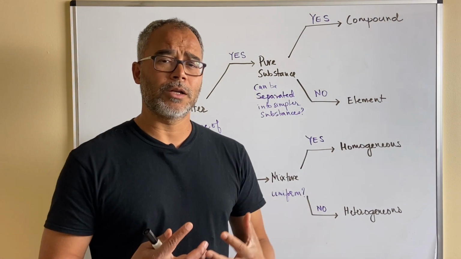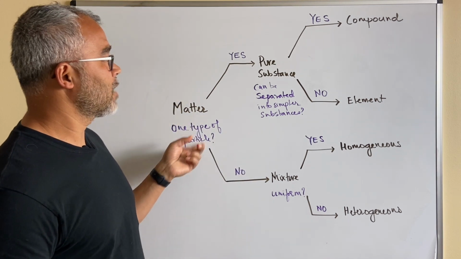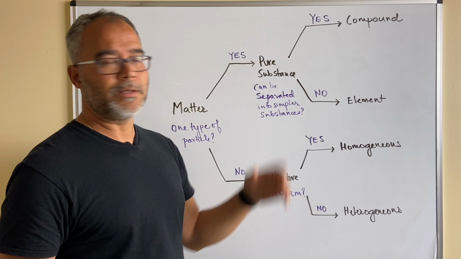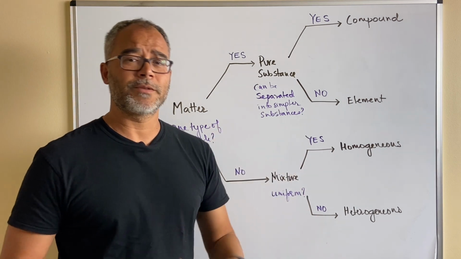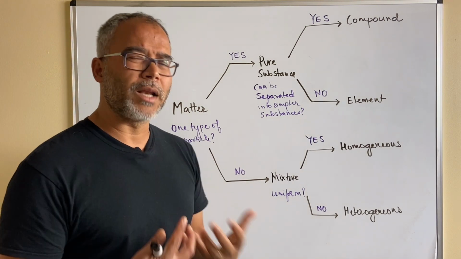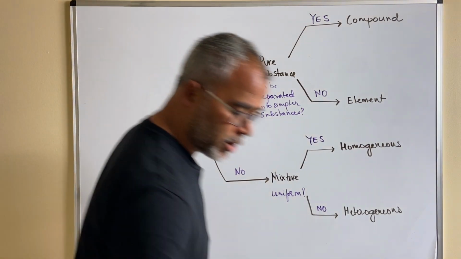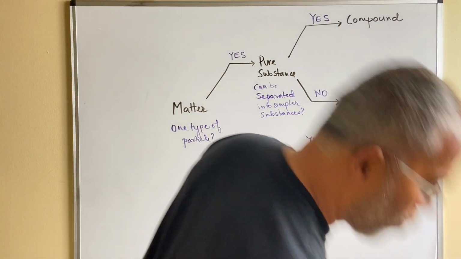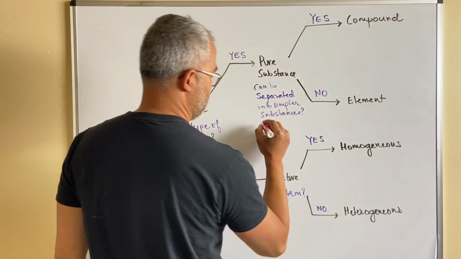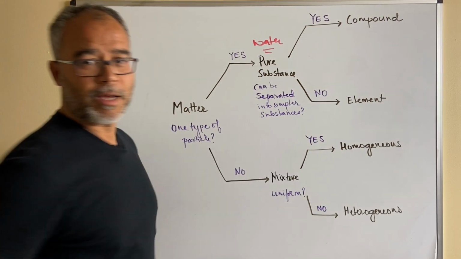Let's try to put this all together with some examples. So coming back to matter, one type of particle, so we have a pure substance. One example of a pure substance is water, okay? So that means it is just one type of substance, it is one type of particle. So I'm just going to take a different color out here and write down water, in red. That's an example of a pure substance.